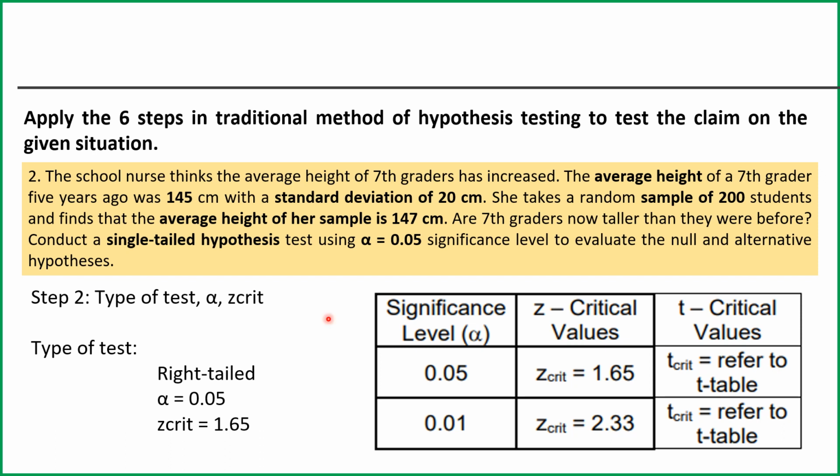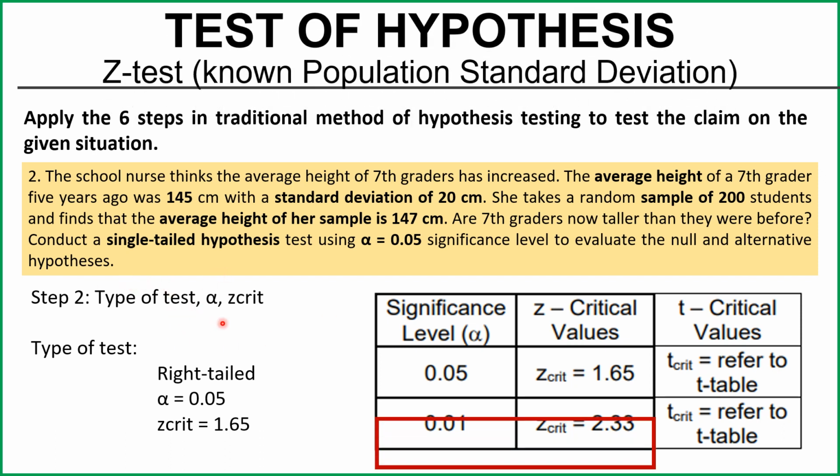So for our step 2, we identify the type of test, alpha and z critical value. For our type of test, of course, it is right-tailed. Why? Because the alternative hypothesis is greater than. Kapag greater than yung symbol, of course, it is right-tailed. And dito naman yung alpha is 0.05. And why z critical value?